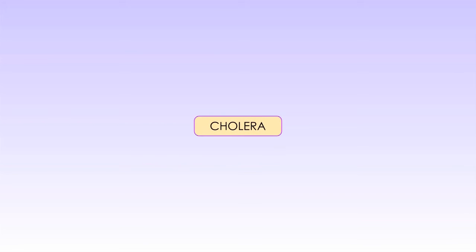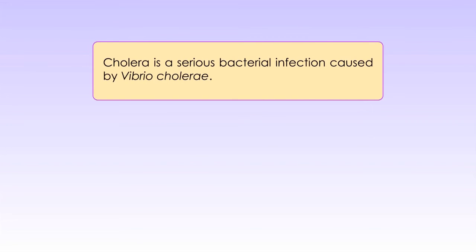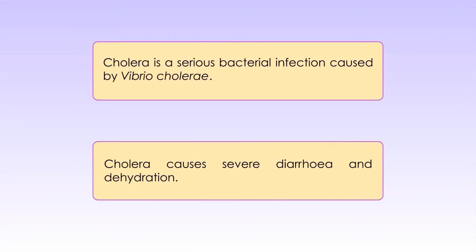Now we'll come to cholera. So this cholera is a serious bacterial infection caused by Vibrio cholerae. Cholera causes severe diarrhea and dehydration, and if left untreated, cholera can be fatal. Cholera is usually transmitted by water which is contaminated with human feces, but it can also be transmitted by ingesting contaminated food, especially raw or undercooked seafood and shellfish.